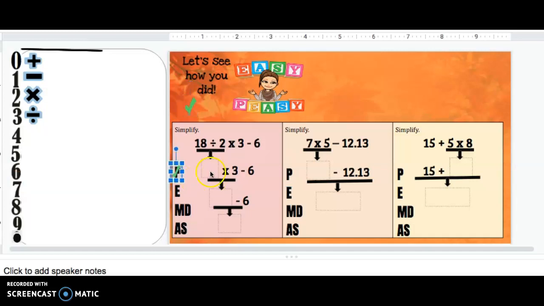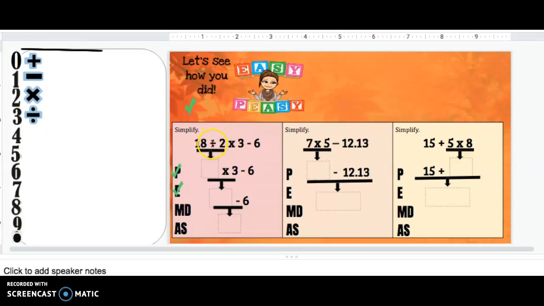So we're going to drag our check mark over our P and put a check over it. Then you have exponents. Do you see any exponents? No? Okay, so you're going to check off the E because we don't have exponents. Now we're looking for multiplication and division. You see that division and multiplication are next to each other.